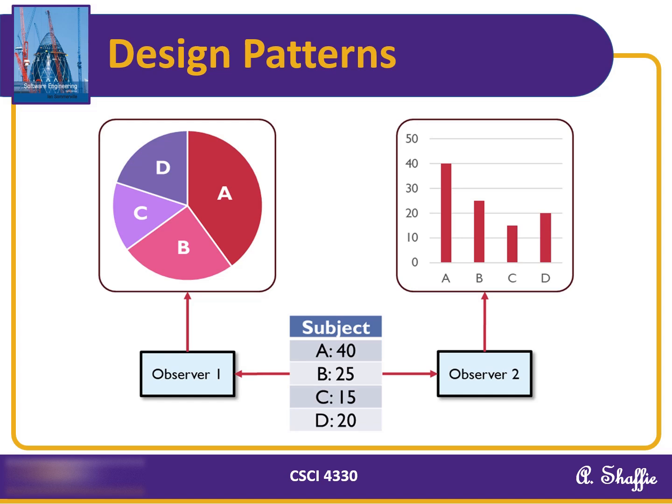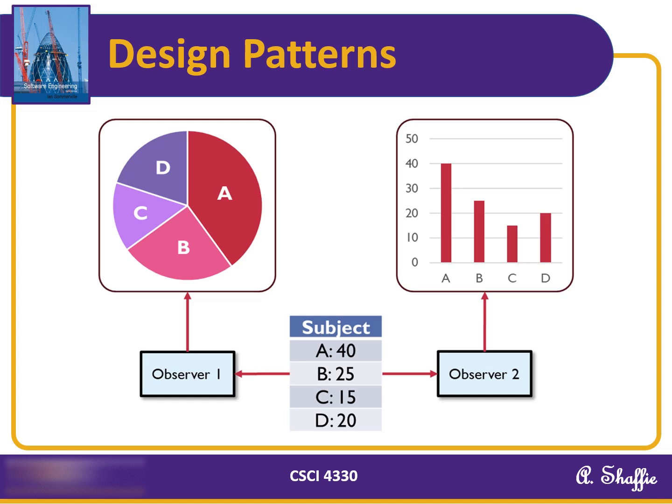In the center, we have the subject, which maintains the state. In this case, a dataset represented by values for A, B, C, and D. These values are the source of information that the observers are interested in. On either side of the subject, we have two observers. Observer 1 generates a pie chart display based on the data, and observer 2 generates a bar chart display using the same data set. Here is how the observer pattern functions.